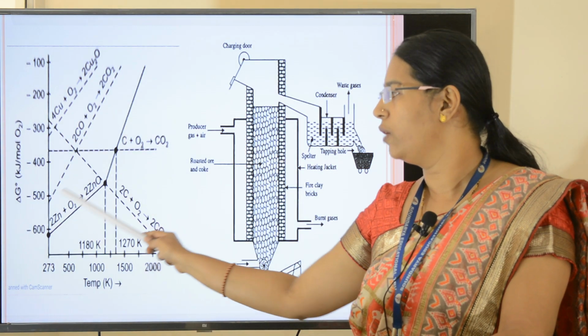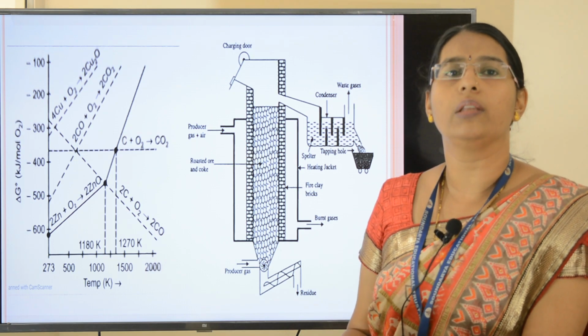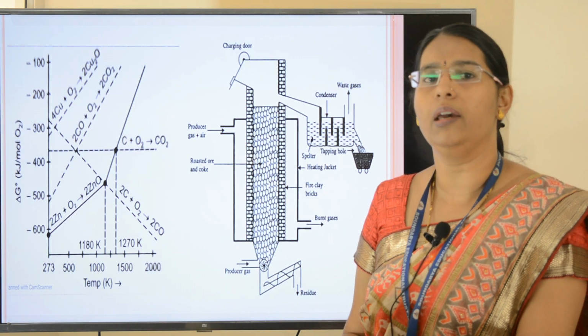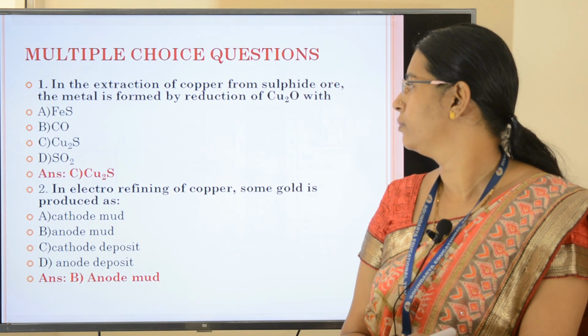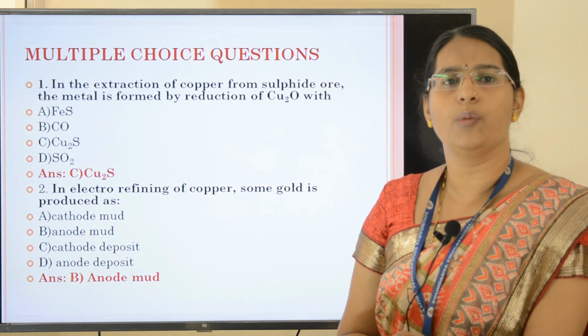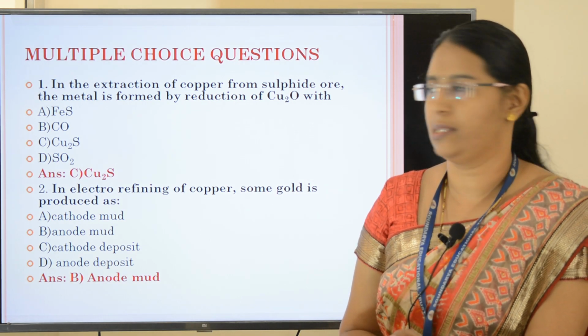Whereas for the reduction of zinc oxide, we need to heat it to a high temperature of about 1673 Kelvin on the industrial scale. Next, let us see some of the multiple choice questions which may be asked in your competitive exams.